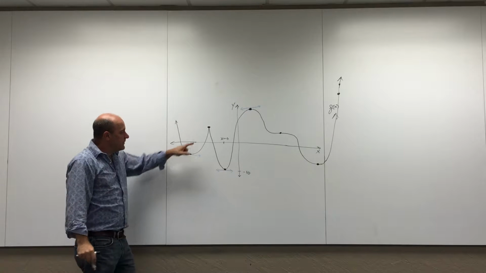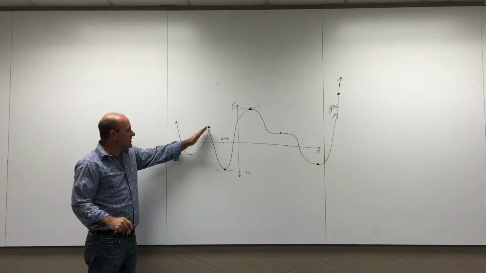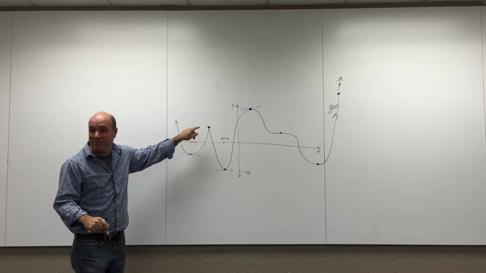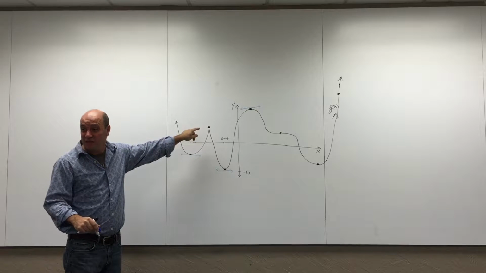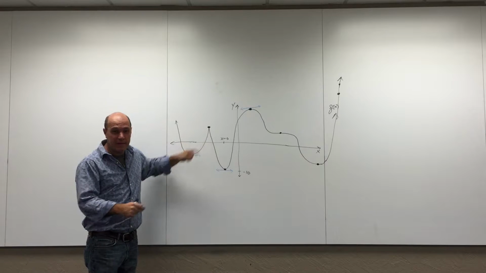Or there's this one. Right here at this one, your derivative is not 0. It's a sharp point. And maybe we remember from chapter 3 that my derivative is undefined at that sharp point.